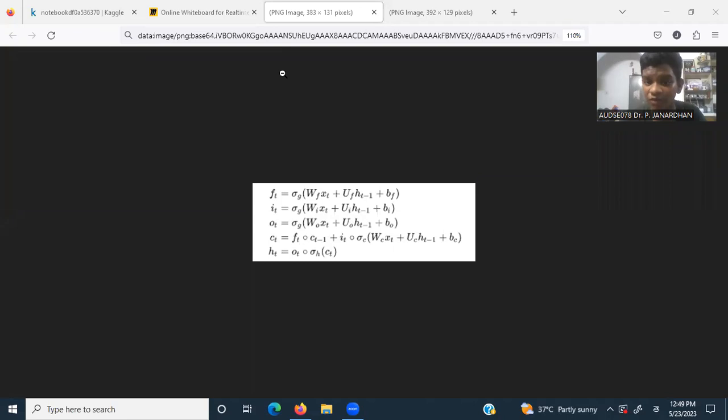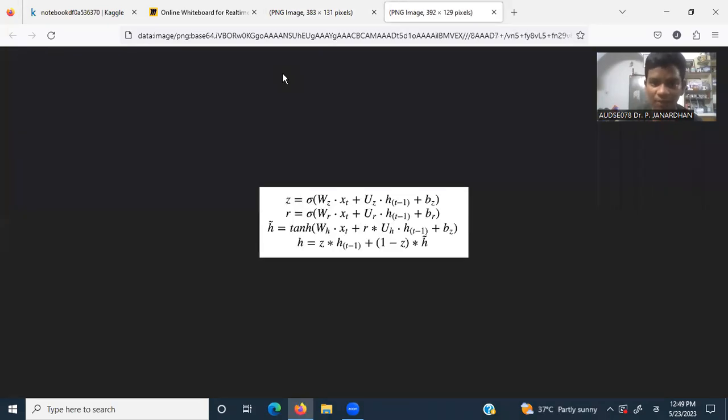h of t minus 1 is nothing but the previous hidden state. We are going to get the current input and multiply that by wz, get the previous hidden state from the previous unit, multiply that by uz, and then add bz, which is nothing but the bias. We are going to do the same for both of these sigmoid functions. They are identical except for the weight matrices.